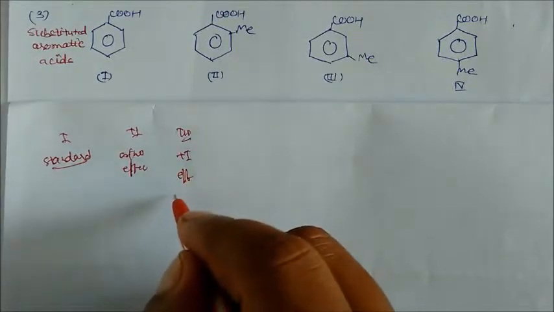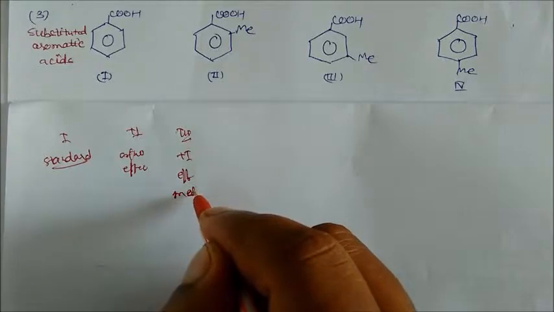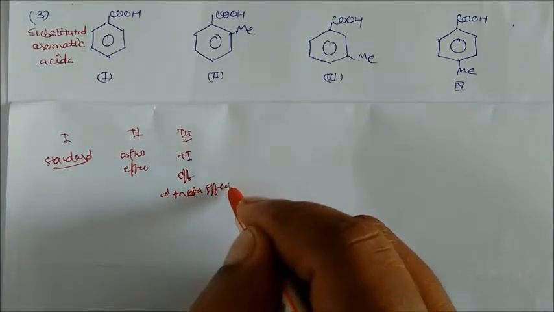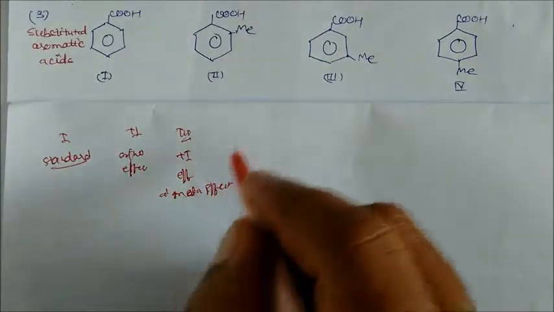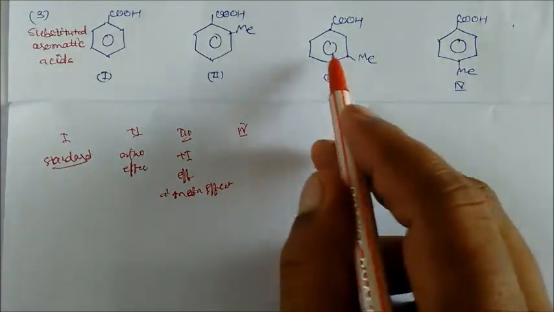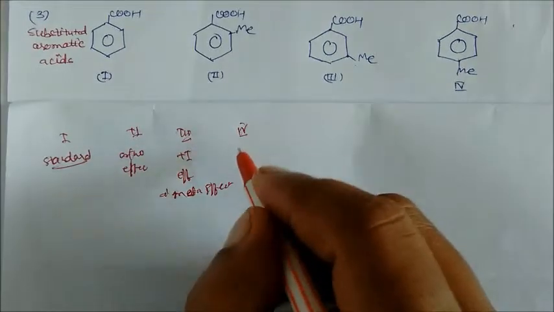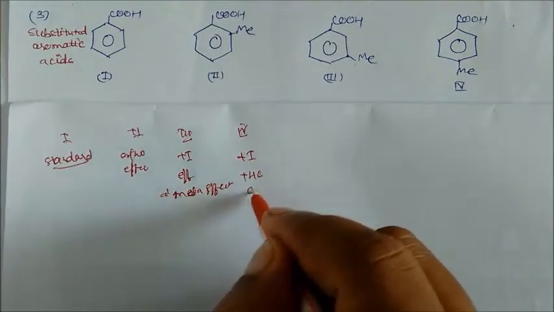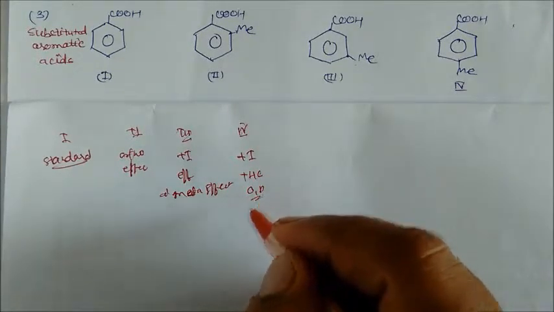Plus I effect at meta position is ineffective in this case. And fourth, we have plus I and then plus hyperconjugation at ortho and para position. This hyperconjugation will occur at ortho and para position.